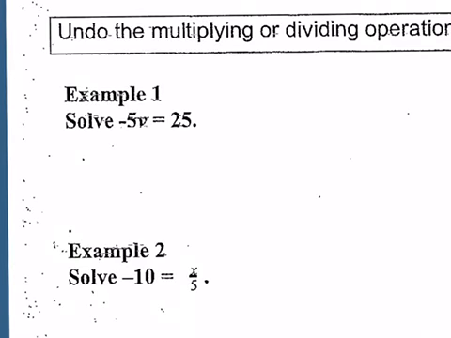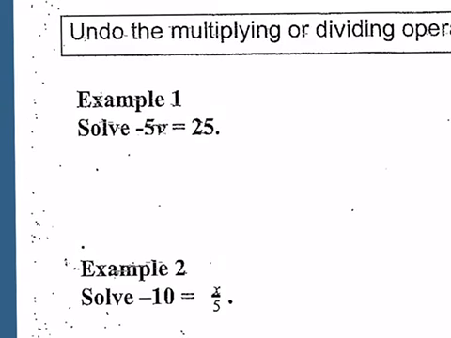Okay? If you ever see a number that's just right next to that variable, like they're scooched up next to each other, like this one, negative 5v, that means they're being multiplied. So this is the same as saying negative 5 times something equals positive 25. So if that's multiplication, and I want to get this by itself, I have to do the opposite to get rid of it. So what should I do? Divide. I'm going to divide. Good.